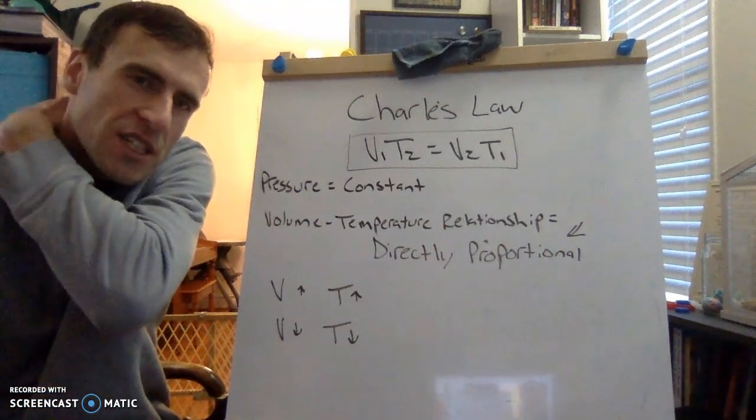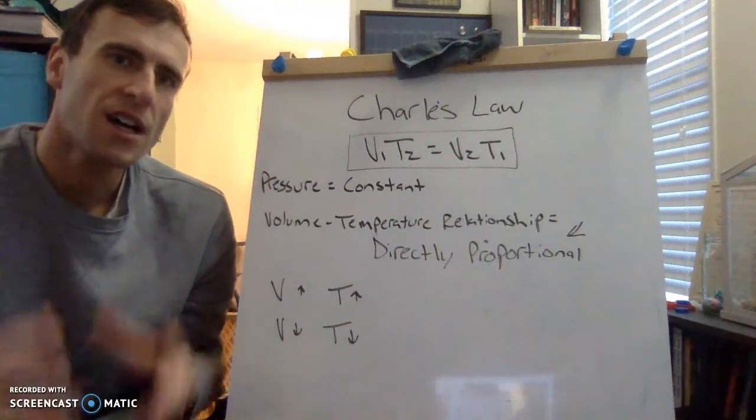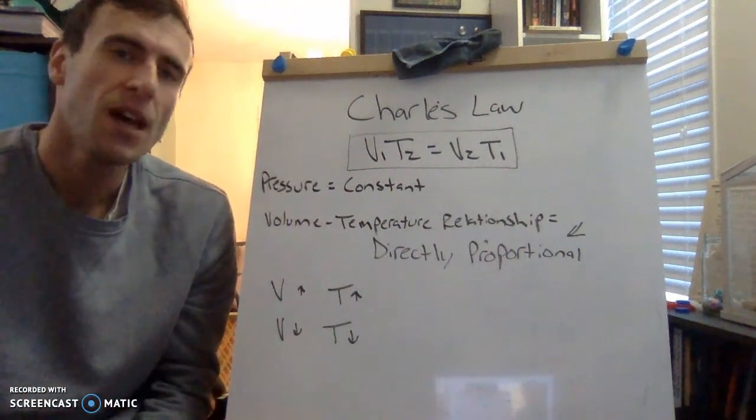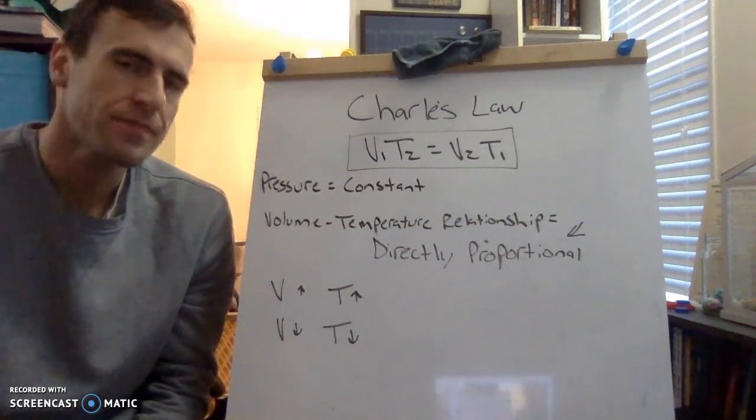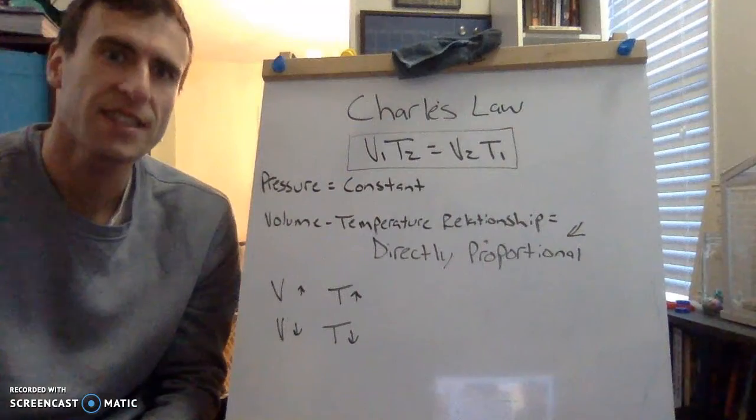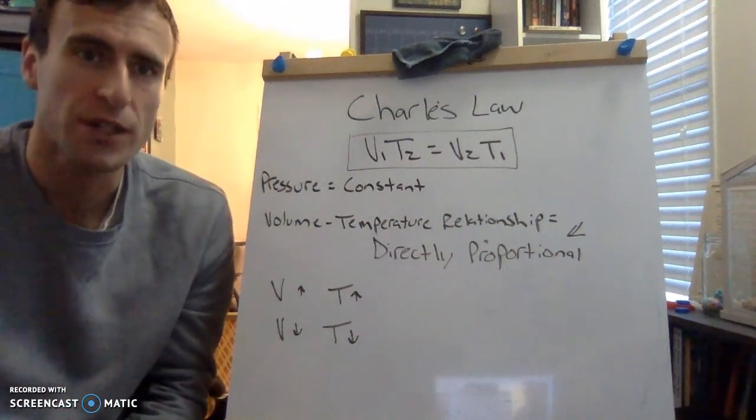In those simulations and in Charles's experiments, he used a sealed container with a piston that would go up and down, and that's how he would observe the relationship between the volume and temperature. He would increase the temperature and the piston would rise and the volume would increase, and when he decreased the temperature the piston would slide down and the volume would decrease.